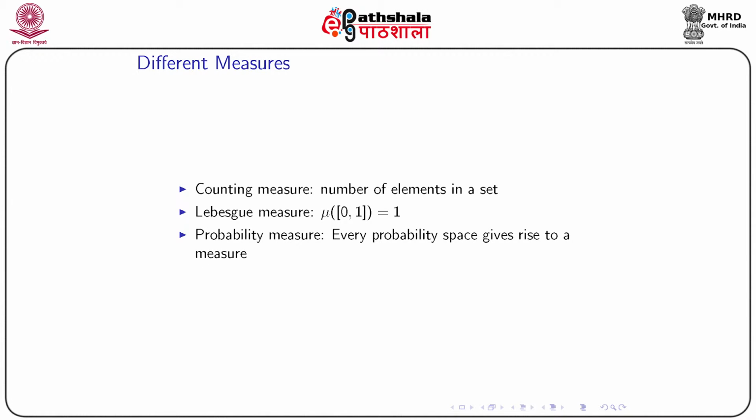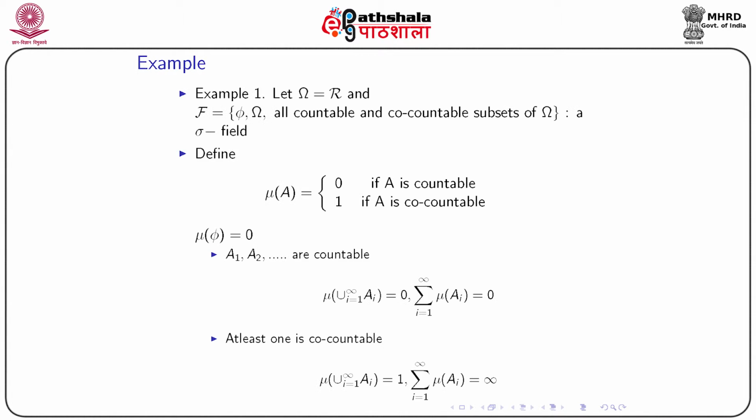Now, we have in mathematics many different measures available, but we will be focusing on the counting measure, which gives the number of elements in a set, and the Lebesgue measure, which is very important and is a measure we define on an interval. Then the most important in our case is the probability measure, where every probability space gives rise to a measure called the probability measure. Now, consider a few more examples.